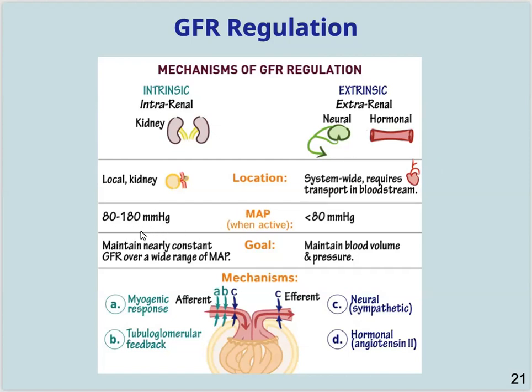And when your mean arterial pressure is between 80 to 180, the intrinsic mechanisms are the predominant mechanisms maintaining your GFR. Whereas when, say, you are in a car accident and bleeding a lot, and your mean arterial pressure falls really low, this is when the extrinsic mechanism will kick in to try to maintain your blood volume and blood pressure such that your other tissues can continue to get blood supply.